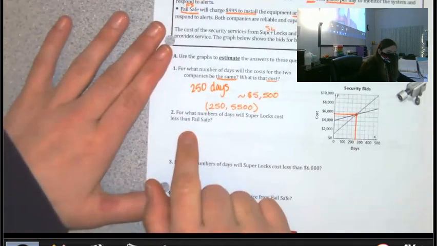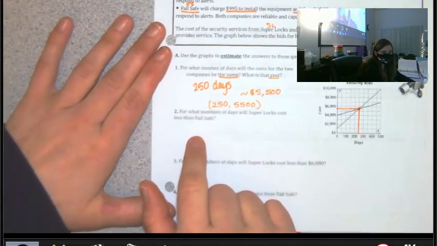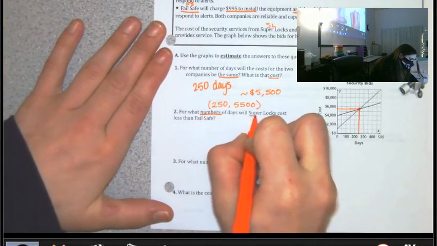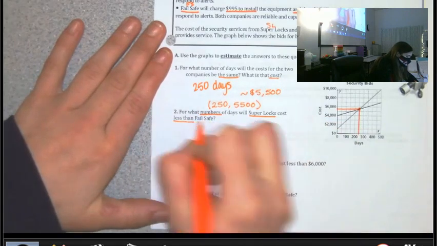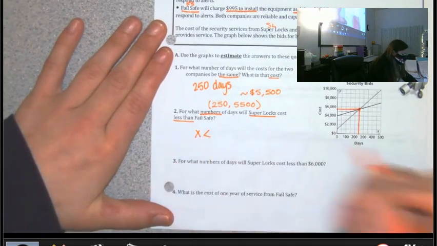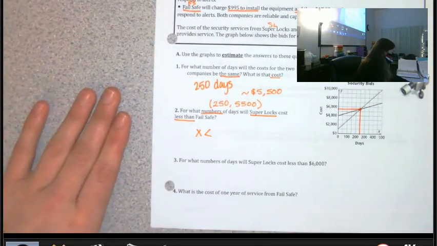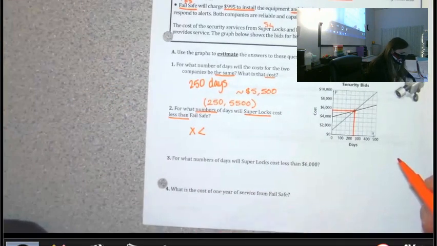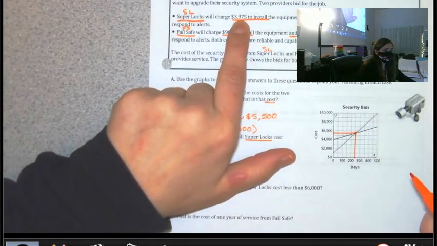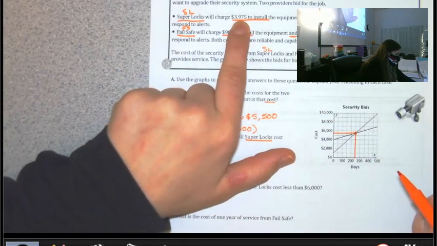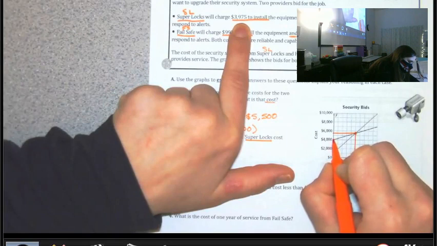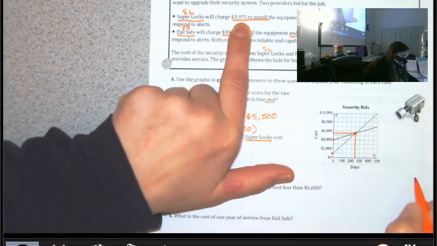All right, so we need to write an inequality. For what number of days will Super Locks cost less than Failsafe? So I want to write an inequality where x is going to be smaller than so many days. If I look right here, I know that my installation fee at Super Locks was $3,975, right? So if I put a dot right here and a dot right here.